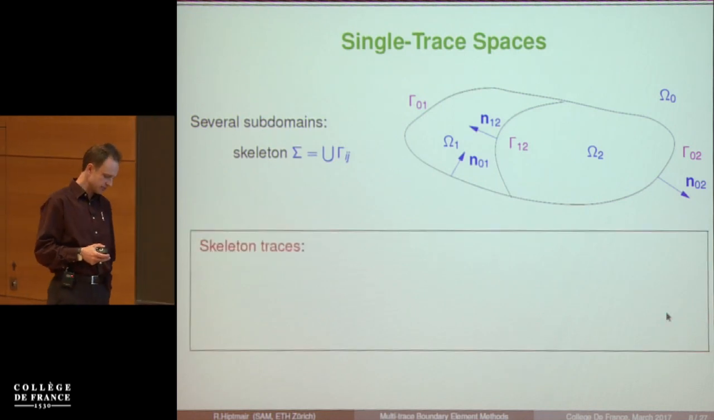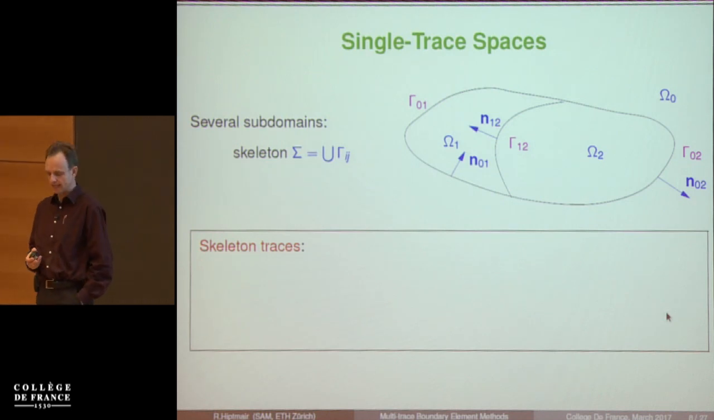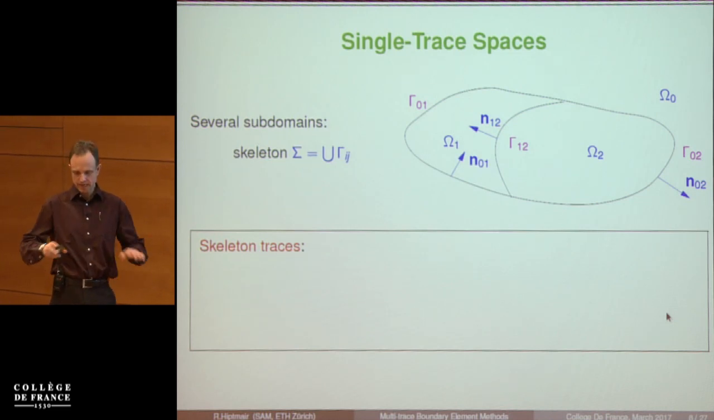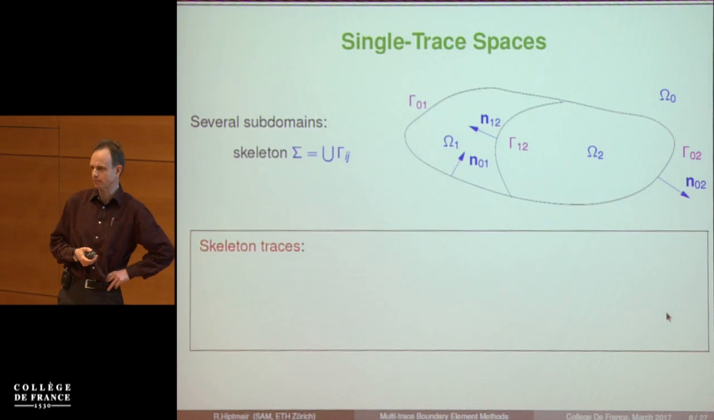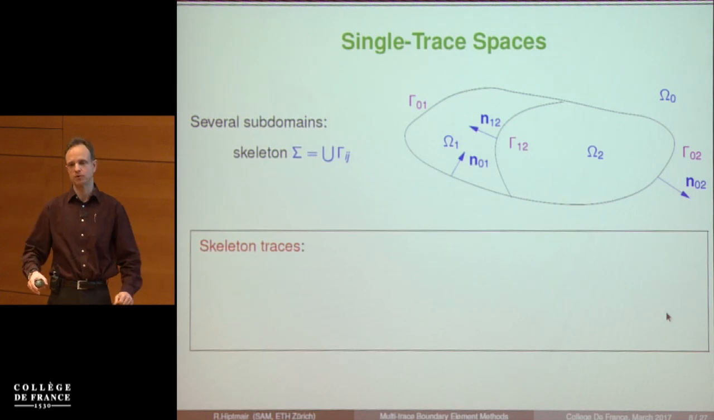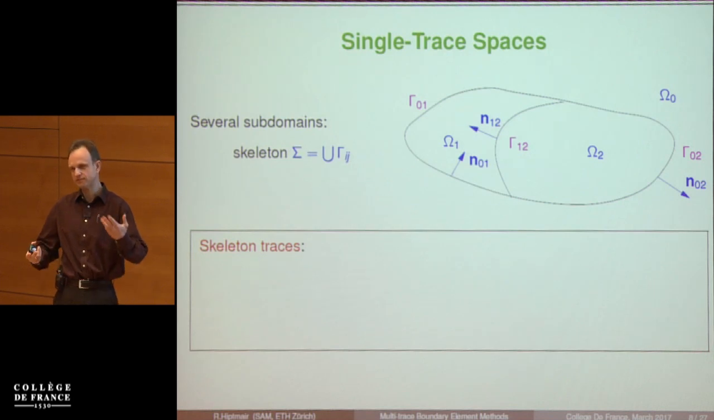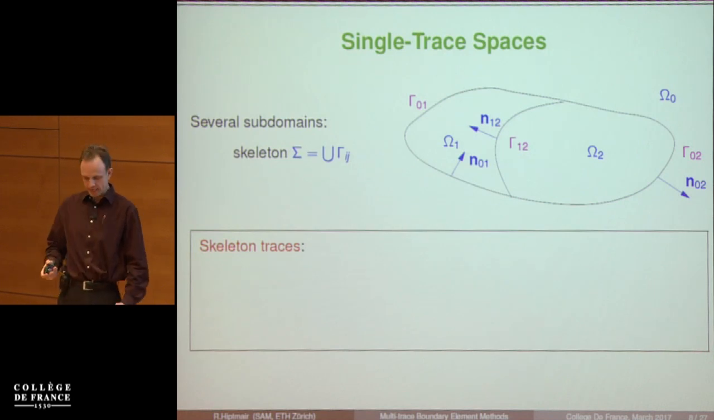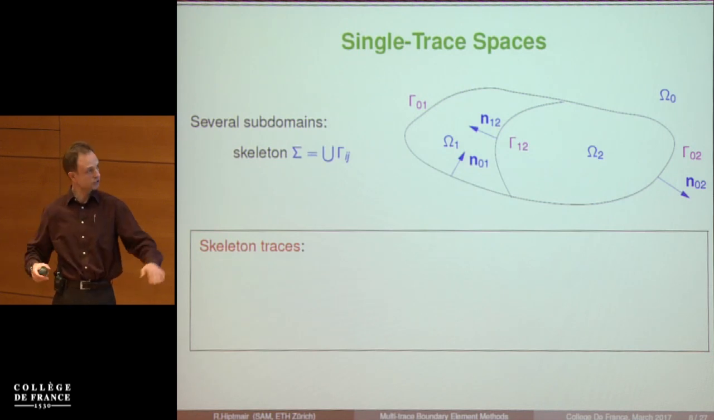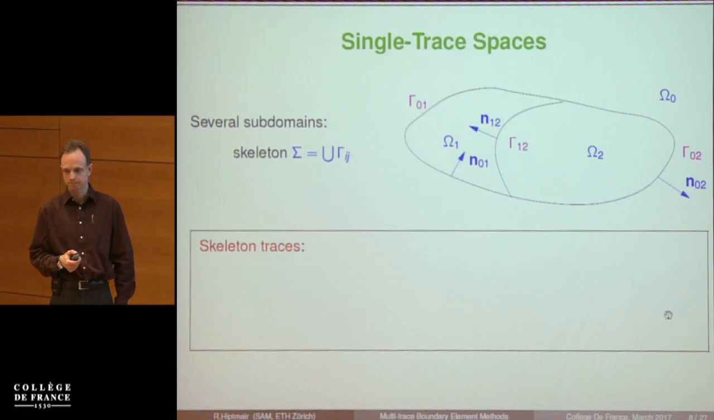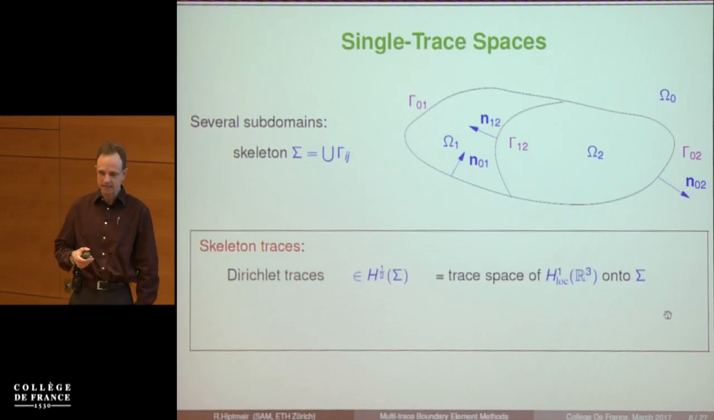And now the single trace formulation lives in spaces of skeleton traces. So, what is this? Think of a solution of the acoustic scattering problem. This solution belongs to H1 globally, or H1 local on the whole space. You can imagine these functions as continuous functions, essentially. And then you restrict such a function to the skeleton. You get a function on the skeleton that, of course, has certain continuity properties inherited from the function in H1. And this function will belong to the skeleton Dirichlet trace space.